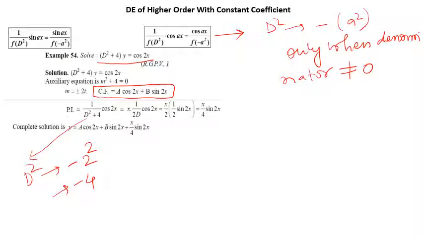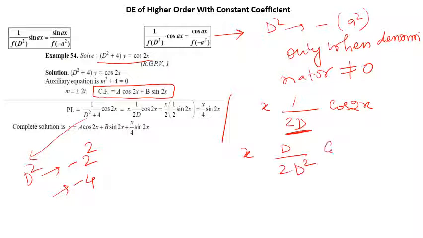Then we have to multiply the numerator by x. Right? Multiply x, 1 upon, differentiating the denominator with respect to capital D, 2D cos 2x. Again, since D is not here, what do we have to do? Multiply D in the numerator and denominator: x into D by 2D square cos 2x. Replace D square by minus 4. Then x into D upon 2 into minus 4.